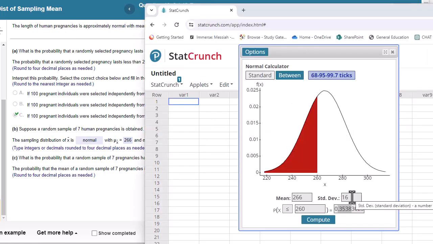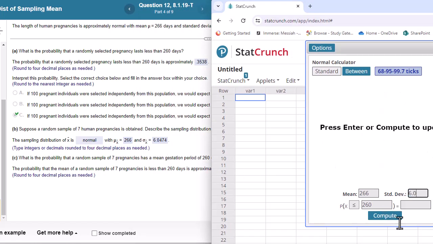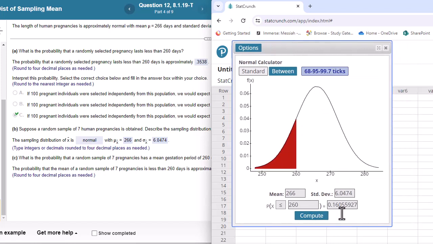Now, the tool is pretty easy to use here because all we're going to change is this one value, standard deviation. It's going to be 6.0474. Press compute. And now we get about 16%. Rounded to four places, 0.1606.